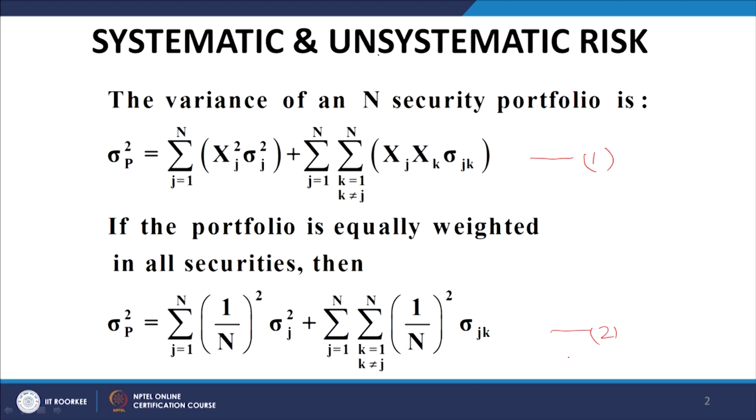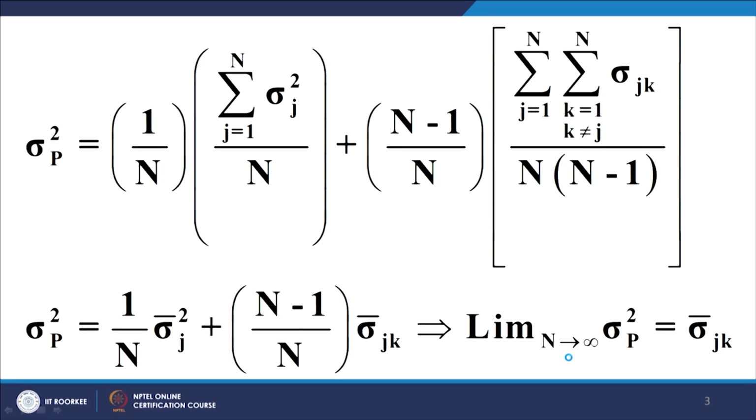Now, this expression 2 can be rewritten in a slightly different form, which makes it amenable to future algebraic manipulations. I write it in the form that is given in equation number 3. What I have done is simply I have taken a prefactor of 1 upon n, and then within the second round bracket, I have summed up all the variances and divided by n. Similarly, I have taken a prefactor n minus 1 upon n in the second term, and I have summed all the covariances over all the securities, j equal to 1 to n, and k equal to 1 to n rather.